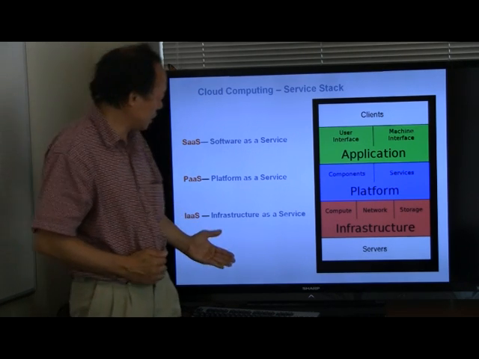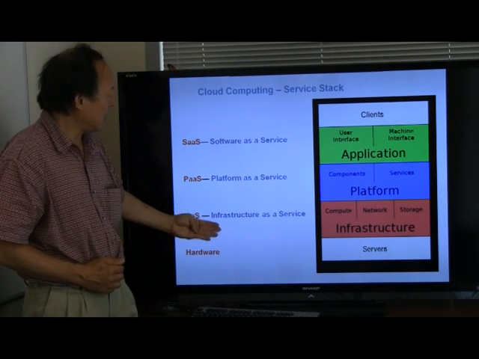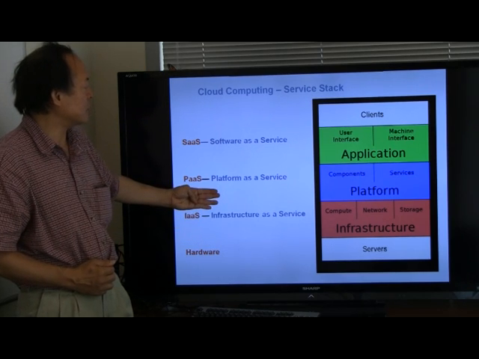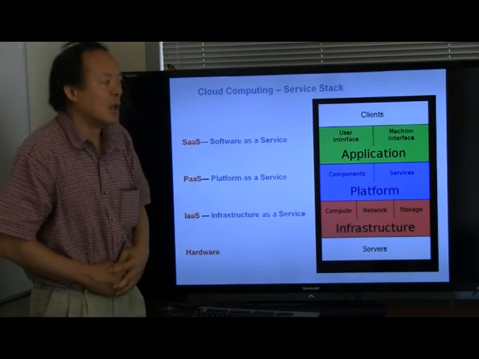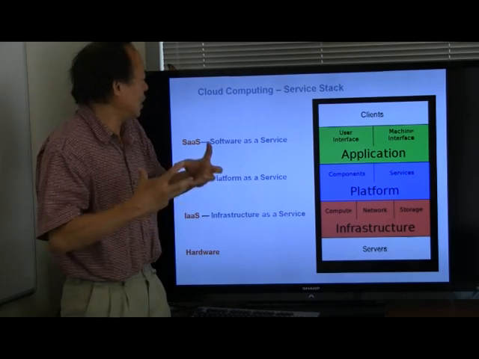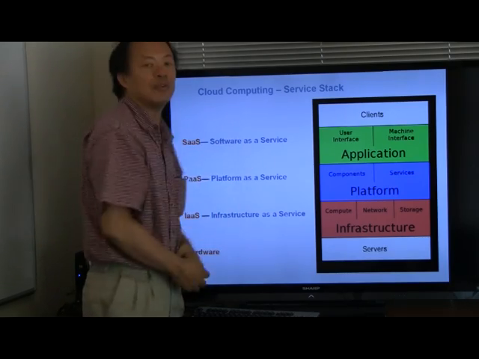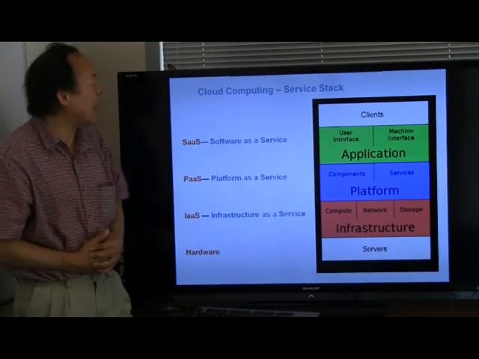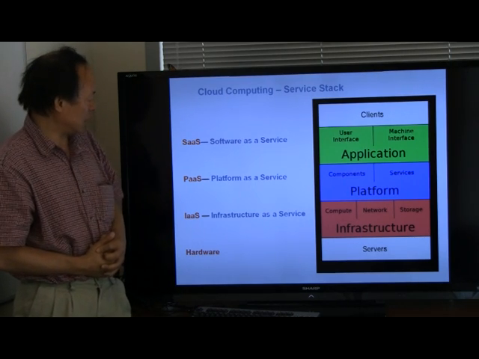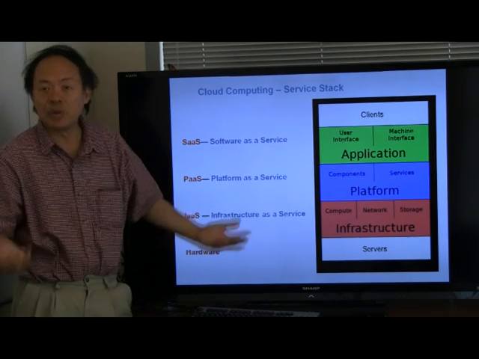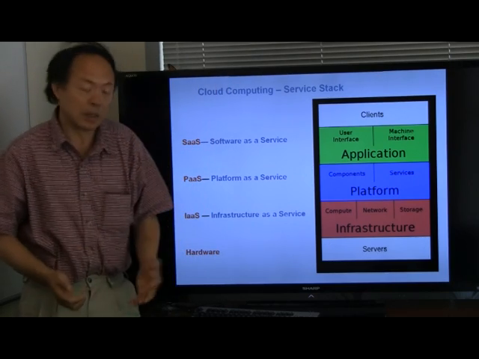So let me just repeat again. You can have hardware as a service, infrastructure as a service, platform as a service, or software as a service. By far the largest industry in these four layers is really software as a service, because that's really what the end users are most interested in. But infrastructure as a service could be of great interest to a big company.